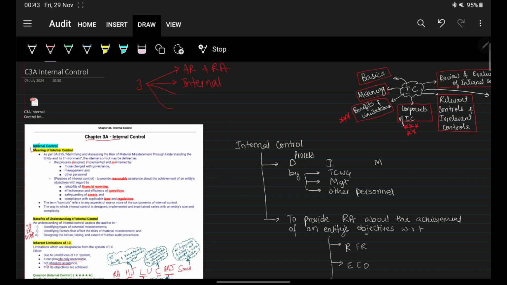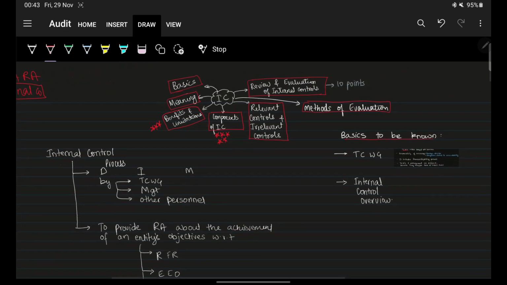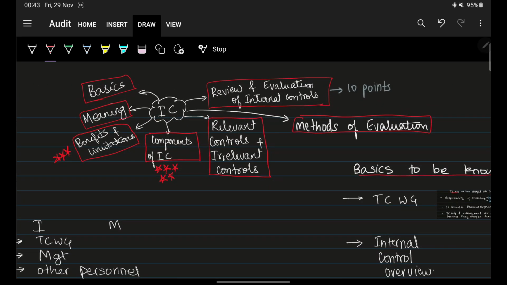Fairly small chapter, fairly easy chapter. It has a few difficult points or a few lengthy points, but other than that I think it should be all right. The remaining two we'll discuss in the next video, but this is only for the internal control. So what are we going to cover in this video?